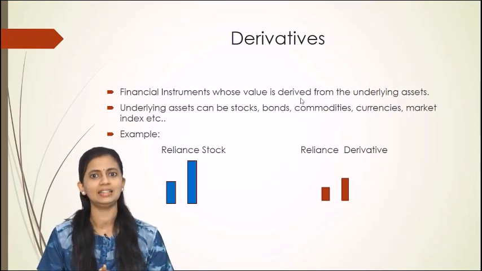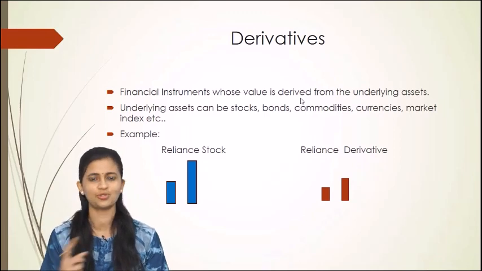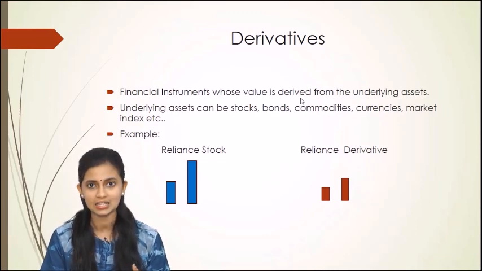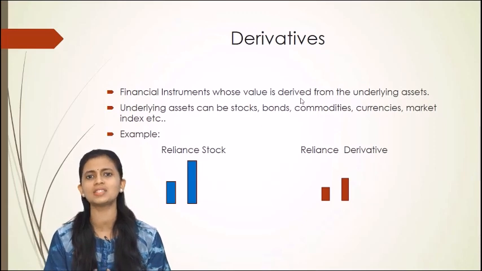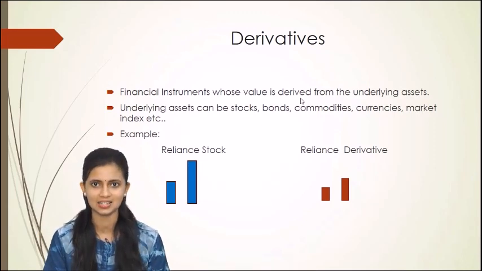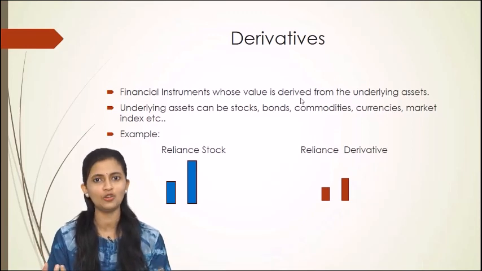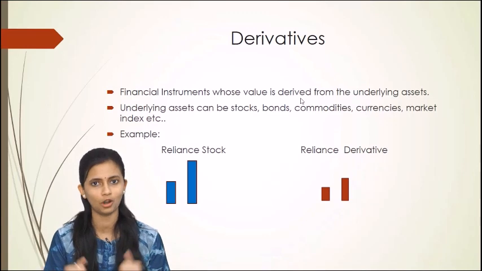So what are underlying assets? Underlying assets are nothing but the shares which you trade in, bonds, commodities which some of you might be trading in, currencies, and market indices, that is your Nifty 50, Bank Nifty. All of these are underlying assets. So derivatives are nothing but instruments that derive their value from these assets. That is, it may be a stock, it may be a commodity, it might be bonds.